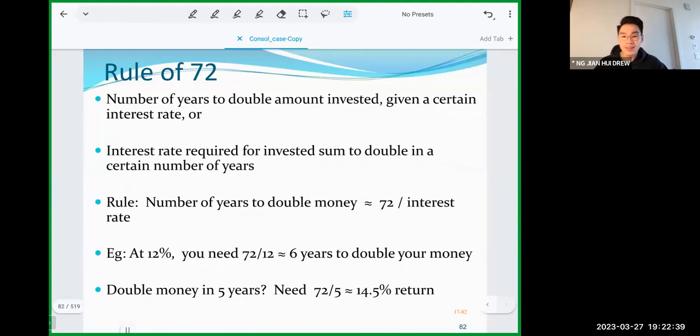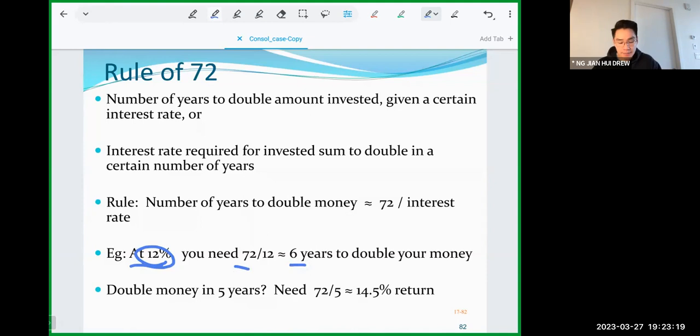There's this rule about rates: the rate required for an invested sum to double in a certain number of years is given by the rule of 72. For example, say you have a 12% savings account and you want to double your money. How do we do it? We take 72 divided by the rate of 12%, which gives you 6 years. So 6 years is the number of years required to double your money.